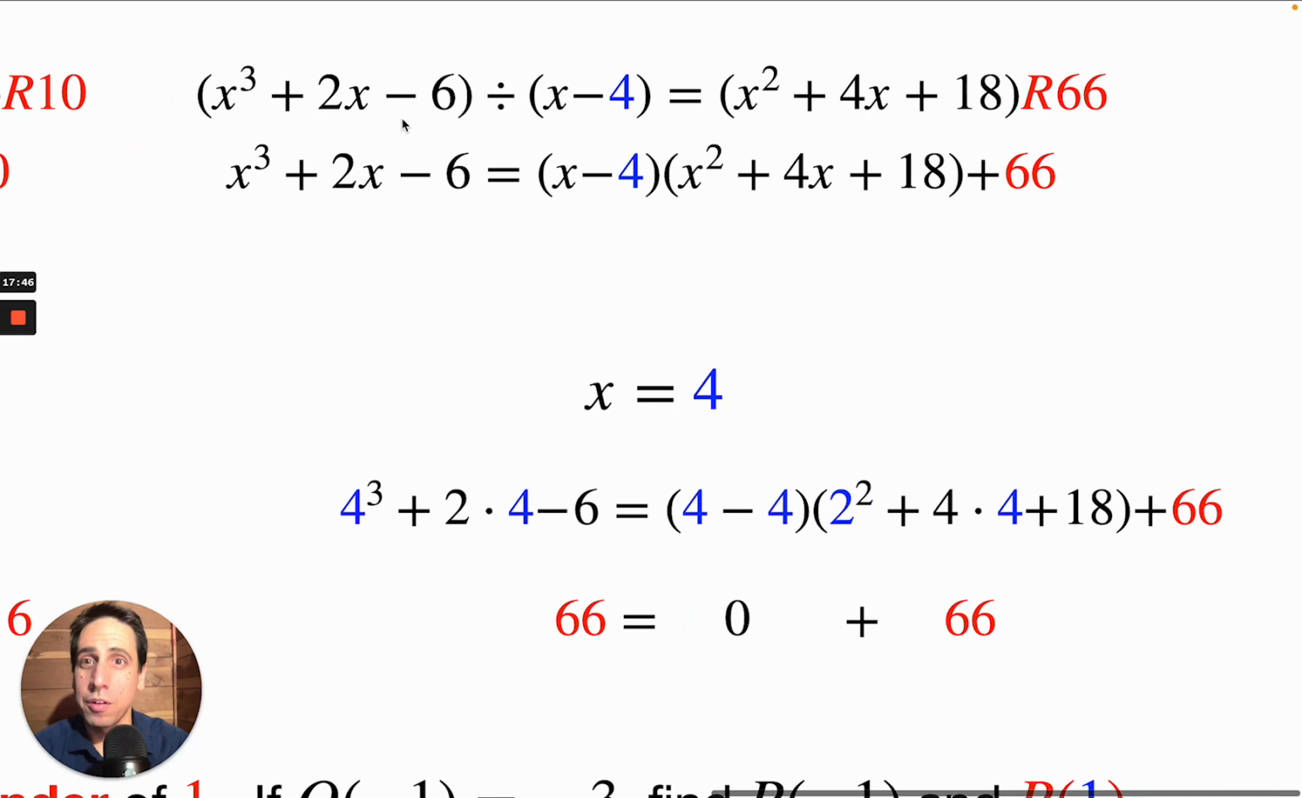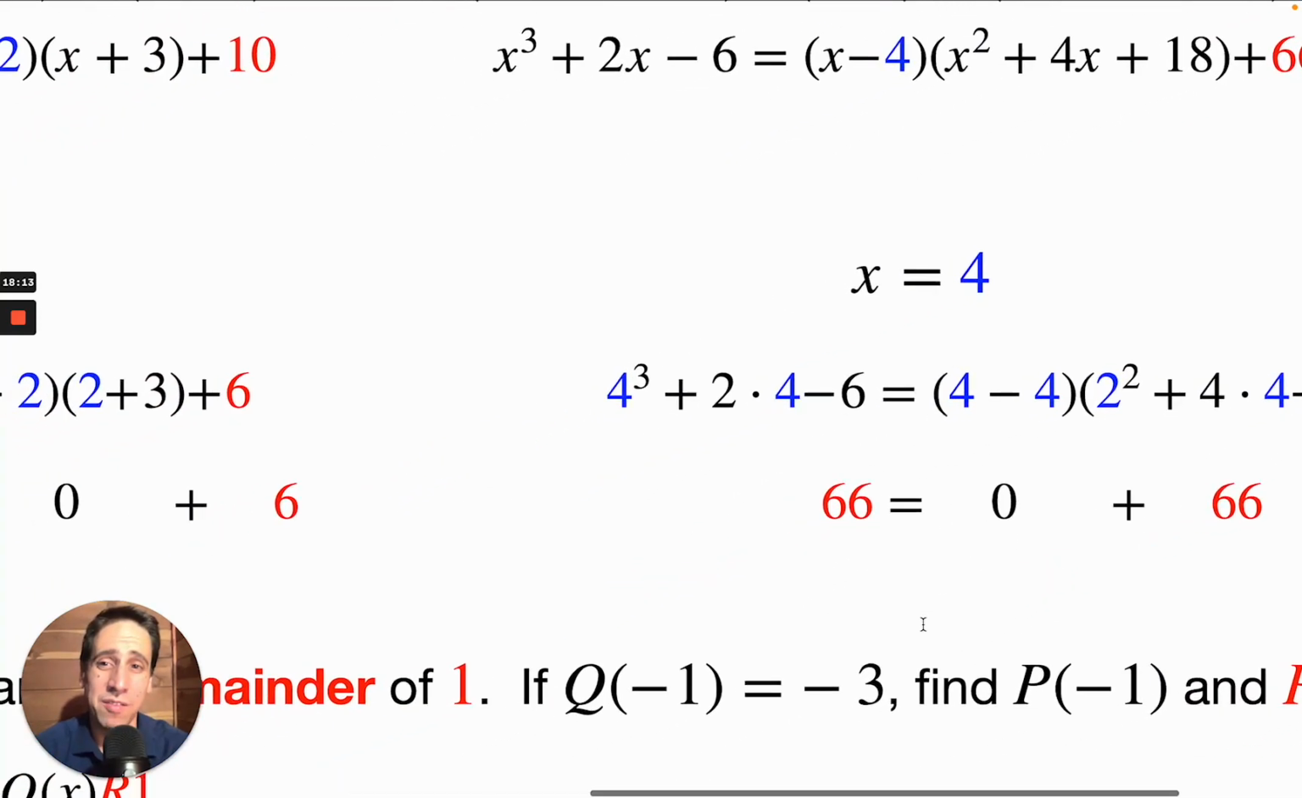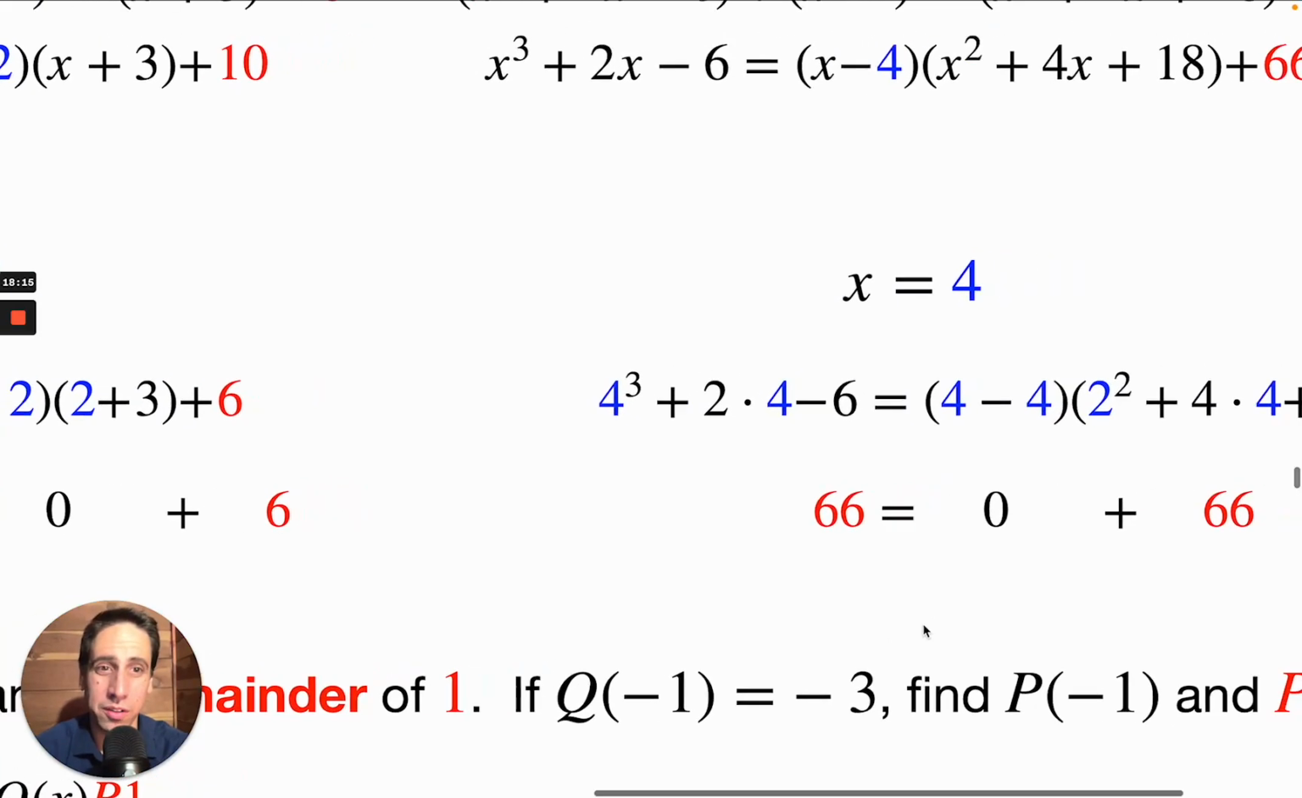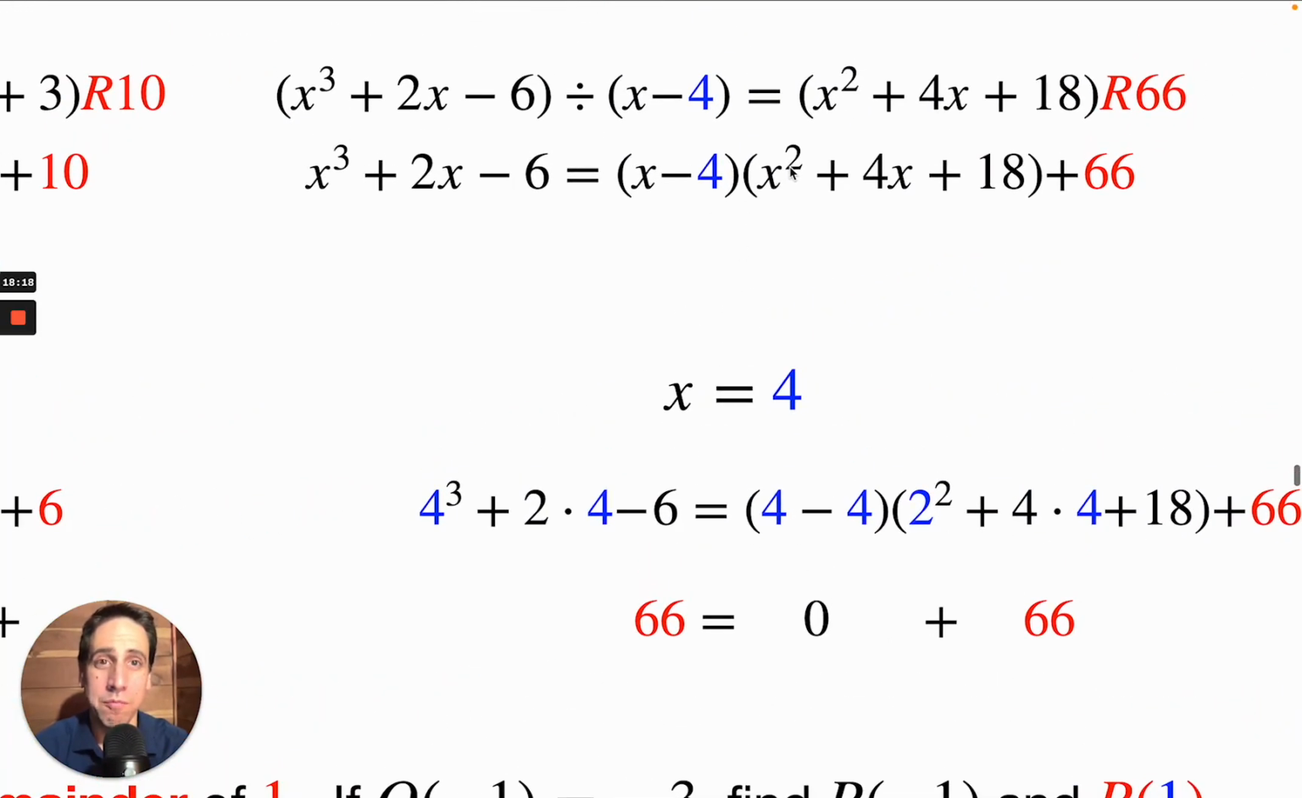If you had this polynomial right here, x cubed plus 2x minus 6, and you set the divisor as the input, you made them equal, then the input was 4 into this polynomial, and the output is 66. On the right-hand side, the divisor actually is 4 minus 4, this is 0, and 0 times anything is still 0. So this whole term cancels out, and you're only left with the remainder, 66. So that's kind of why the remainder theorem works. It's because written in this form, most of it all cancels out, and you're only left with the remainder, 66. The output equals the remainder.